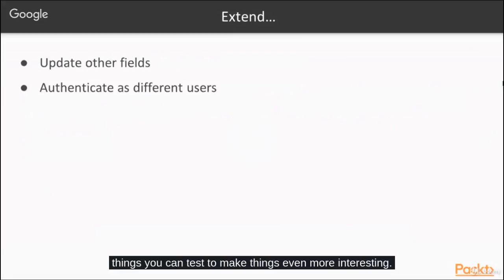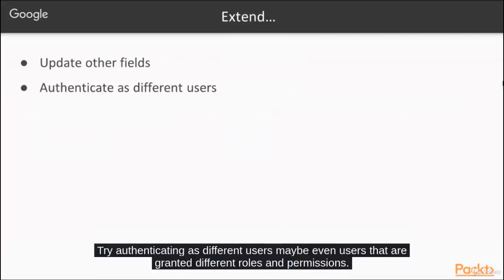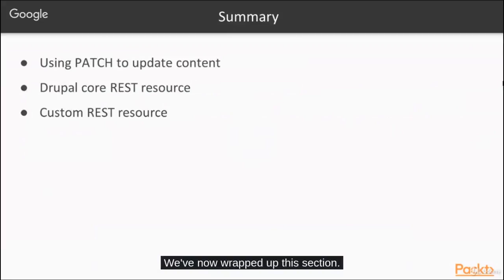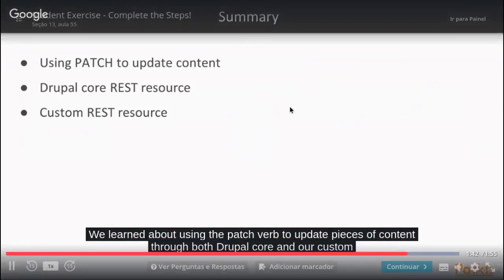To make things even more interesting, you should also experiment with changing things in our clients. See if you can update some other fields by authenticating as different users. Maybe even users that are granted different roles and permissions. Make sure to get the hang of things now, because the next section is all about you and your student exercise. We've now wrapped up this section. We learned about using the patch verb to update these.